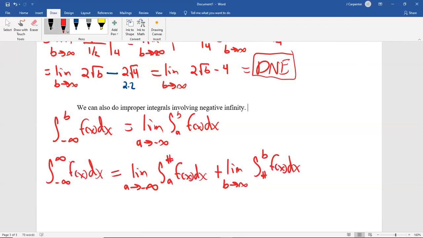So example 2. Evaluate the improper integral, same instructions as before. So let's go from negative infinity up to 0. And let's do e to the 3x dx.